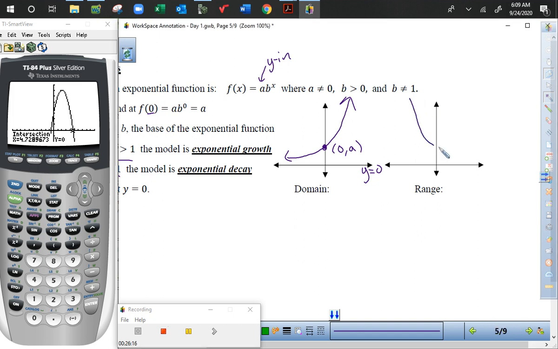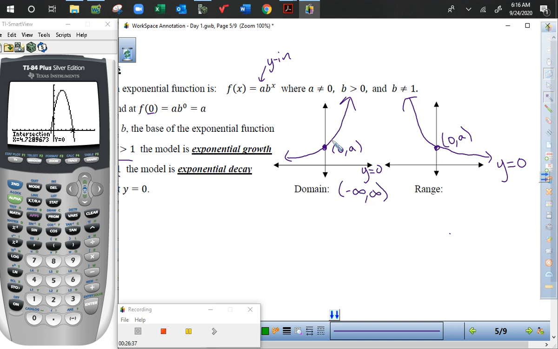Decay has a lot of similar features here. It's just going to get smaller from left to right. We still go through 0a. And we still have a horizontal asymptote of y equals 0. With those features being the same, our domain and range for both growth and decay are the same. Left to right, all real numbers work for us.